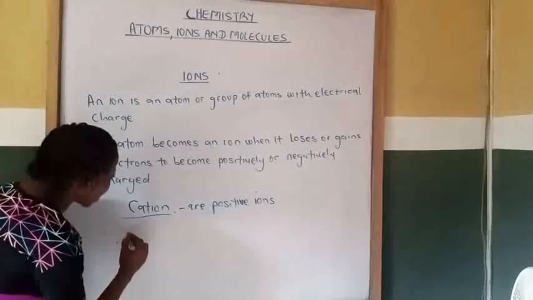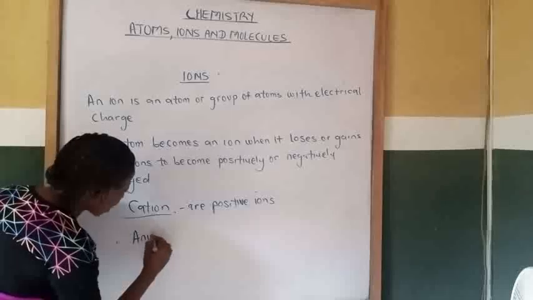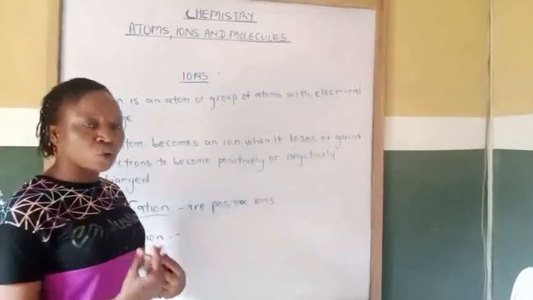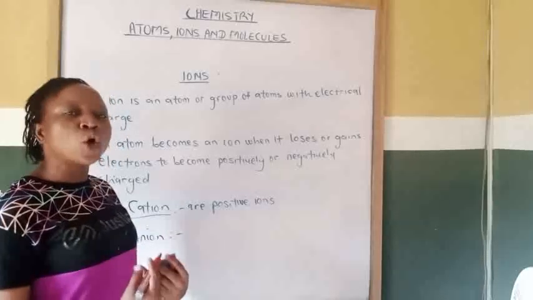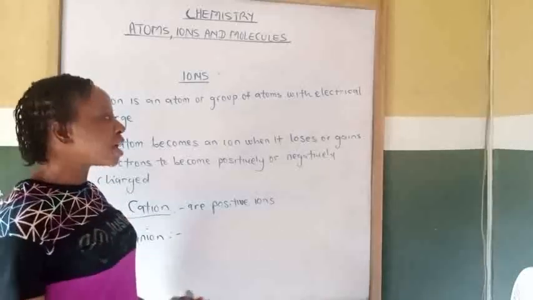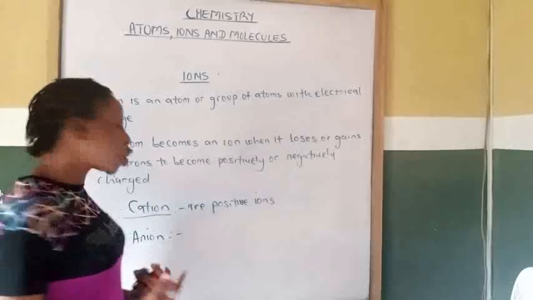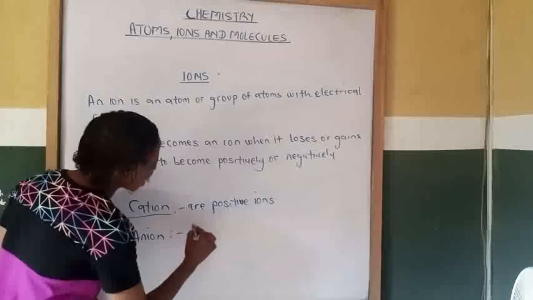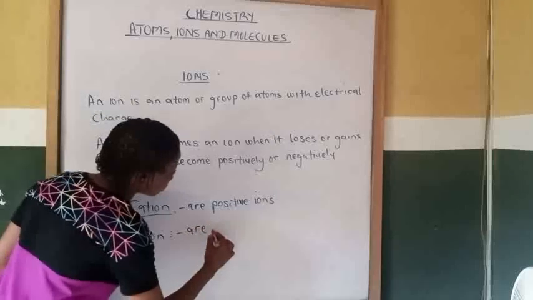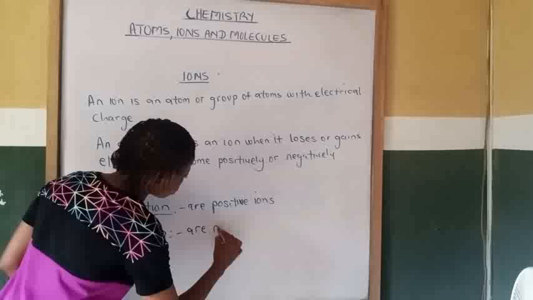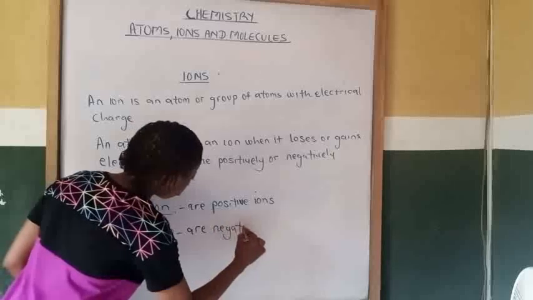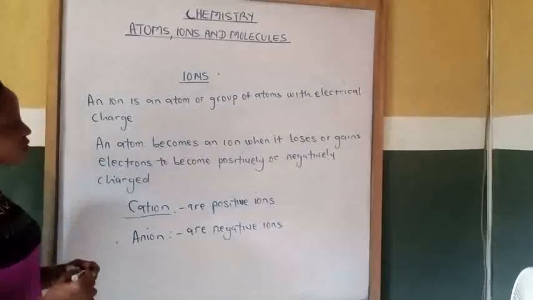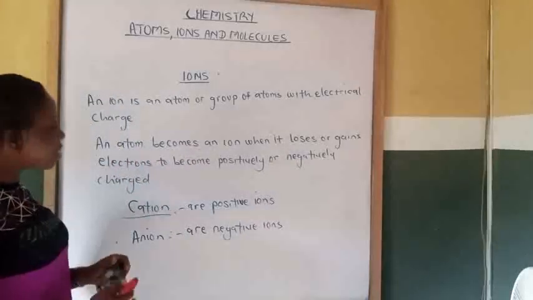Then it becomes an anion when it gains electrons. So an atom gains electrons and becomes negatively charged. We call this an anion. So anions are negatively charged, they are negative ions.